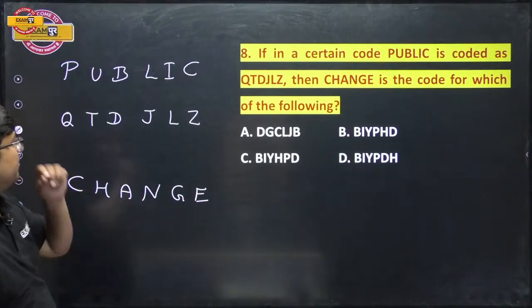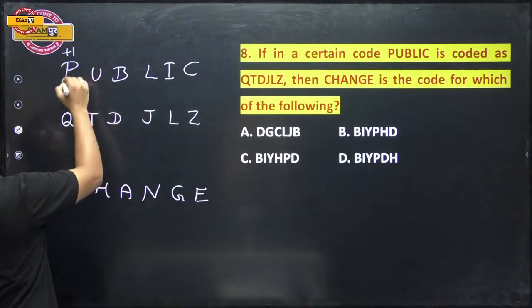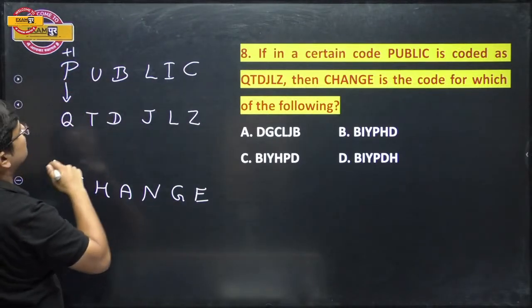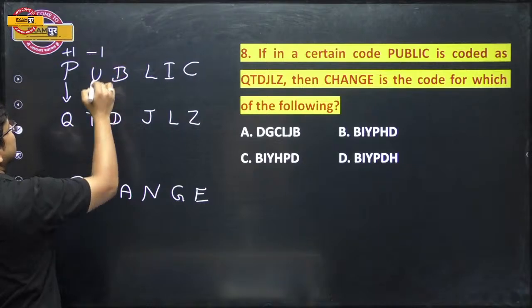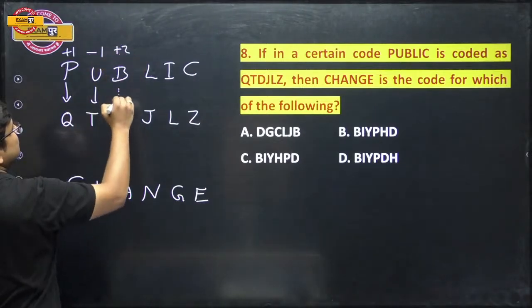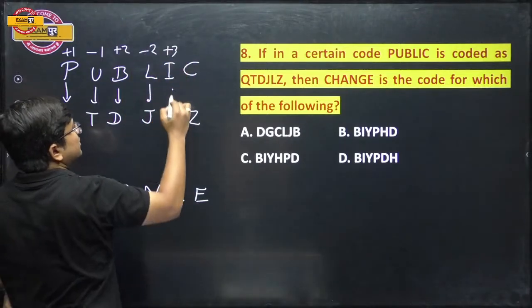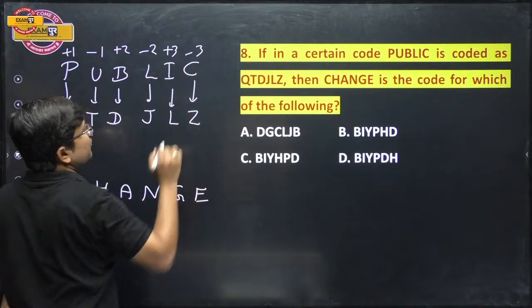Okay. Now see, my dear students, what is happening over here? P plus 1 is Q. U minus 1 is T. Okay. B plus 2 is D. And L minus 2 is J. I plus 3 is L. C minus 3 is Z. I hope all of you are getting this.